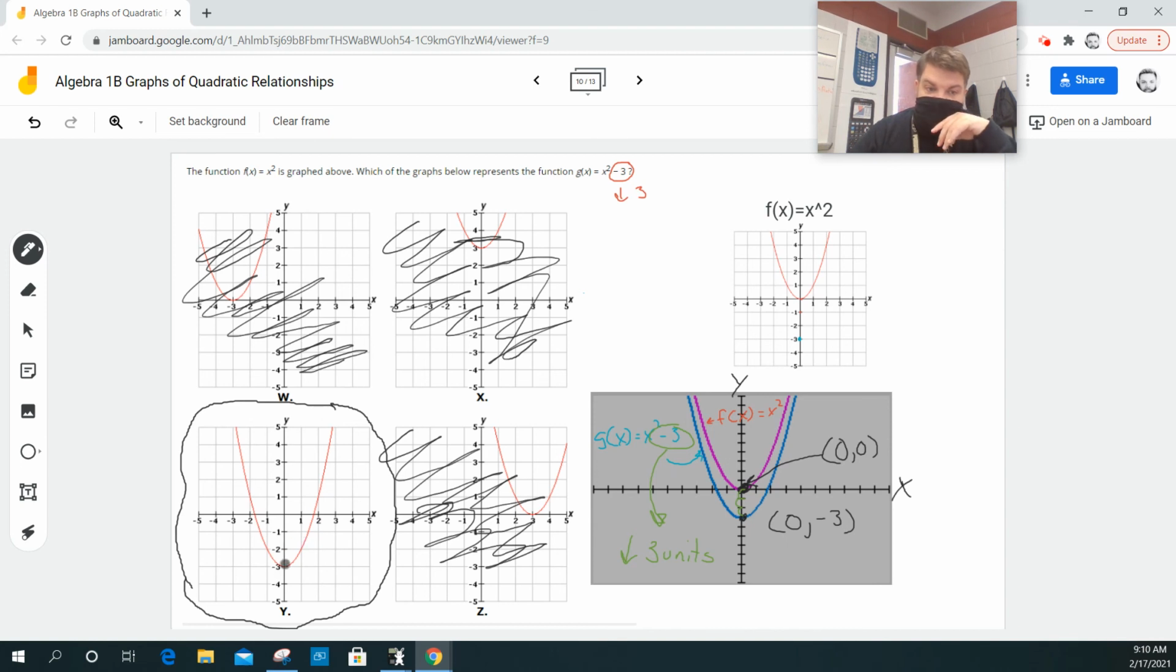How do I know it's this one? Because the vertex is at 0, negative 3. And the parent function vertex was at 0, 0. Okay. So I'll give you guys a second to write that down.